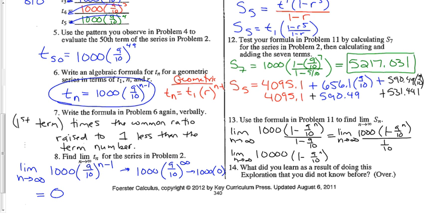And as n is approaching infinity, that 9/10 raised to the n is going to 0, which means we have 10,000 times 1 minus 0, which is 10,000. So my partial sum is approaching 10,000.